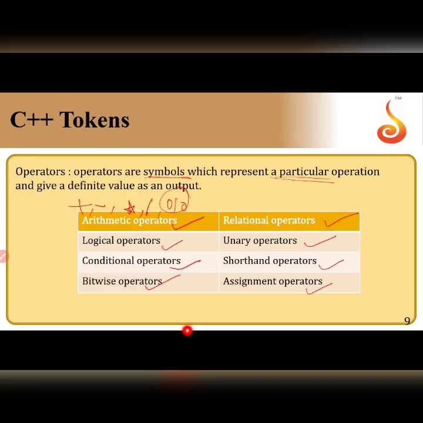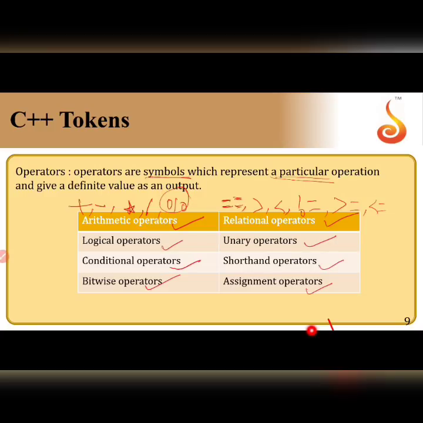Next is relational operators. What do you mean by relational operators? The different relational operators available are double equal to, greater than, less than, not equal to, greater than equal to and less than equal to. When I say double equal to, what does it do? It compares the LHS and RHS and it will give you a true or a false value. Relational operators always evaluate to a true or a false value.